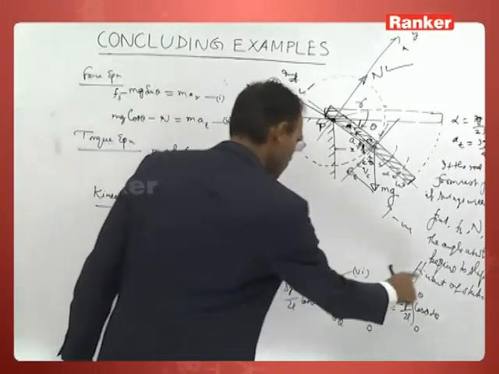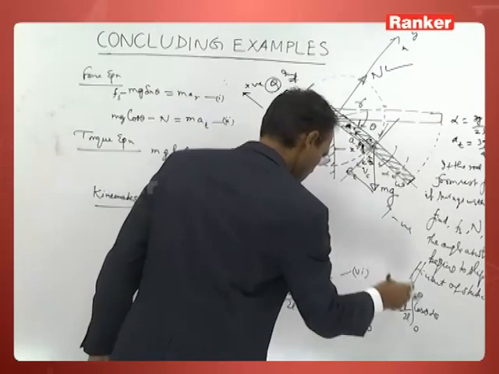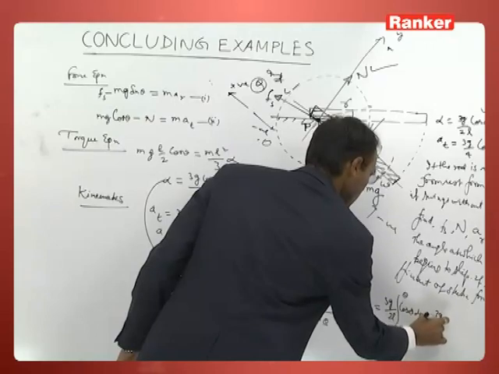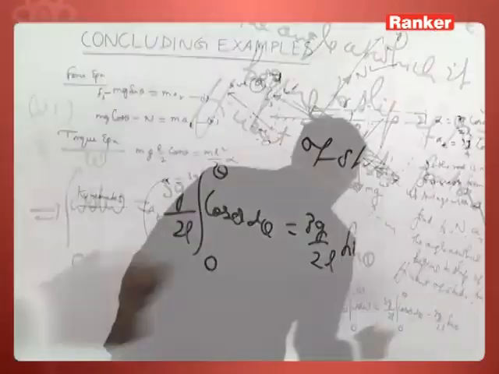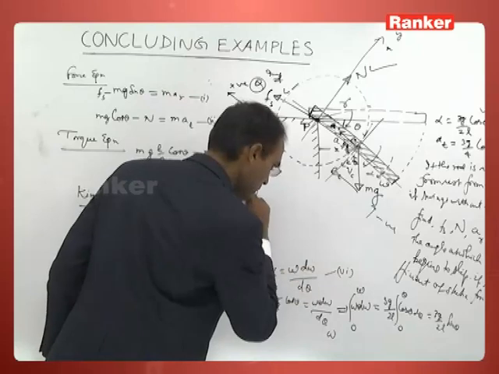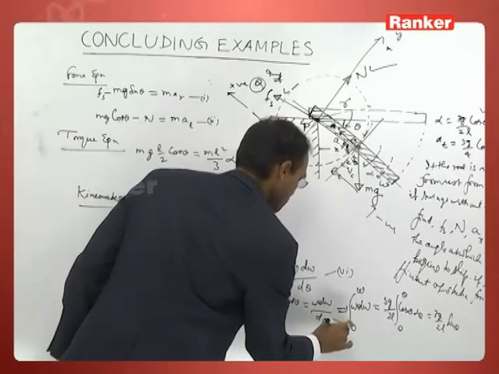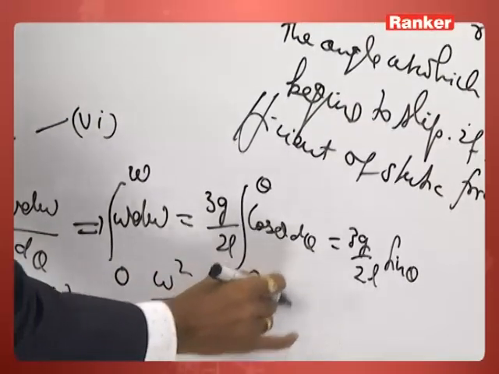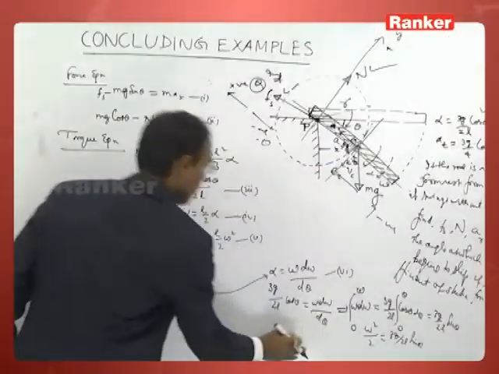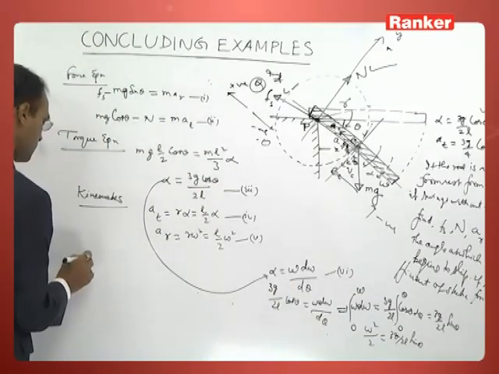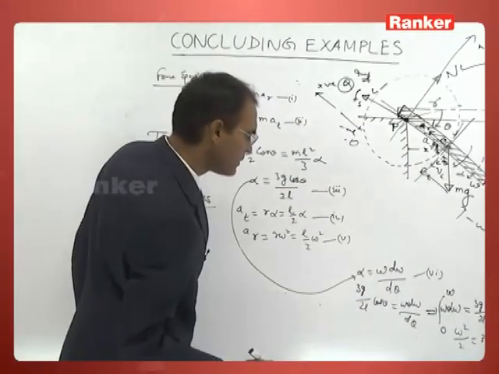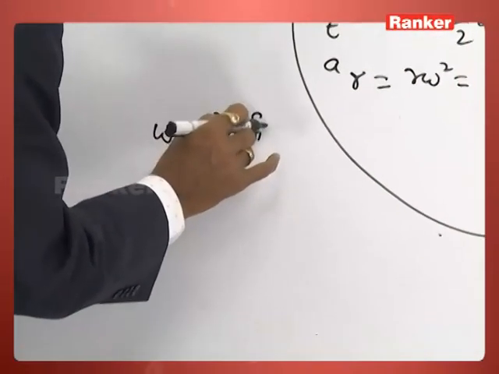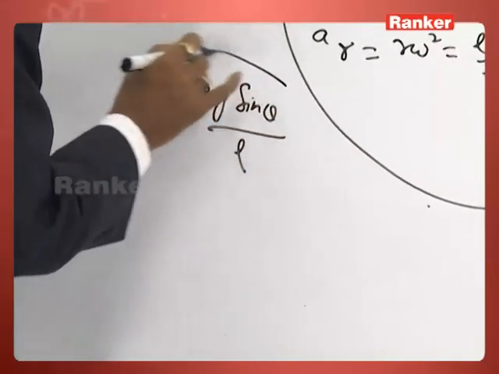So, if you just integrate it, you are getting 3g by 2L sin theta. So, omega square by 2 is equal to 3g by 2l sin theta. So, you are getting omega will be equal to the square root of 3g sin theta upon L.